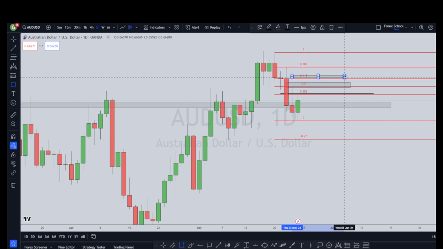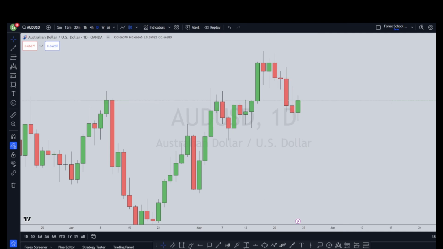Now, it hasn't touched any of them, and so we expect these to act as a magnet to pull price to the upside to retest them. That means to us that the daily currently is also bullish.